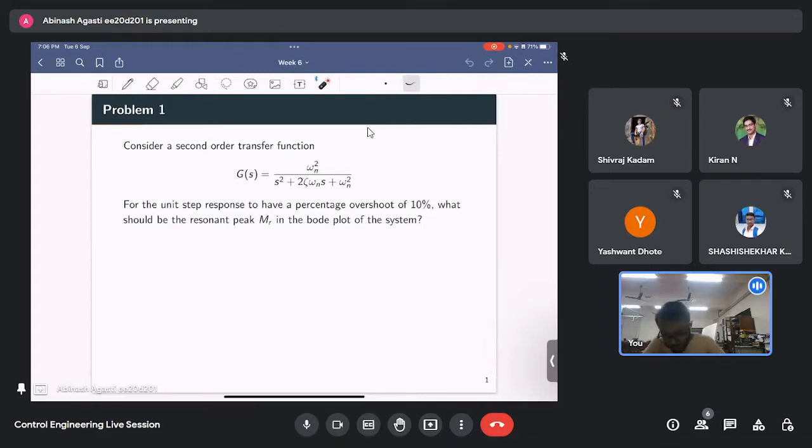Okay. So first of all, one of you tell me, if we have a unit step response of a second order system, what is the formula for the percentage overshoot? e power minus pi zeta by root over 1 minus zeta square into 100. Yeah. Okay, let's just keep this. So we want this to be 0.1. So for this, calculate what zeta should be.